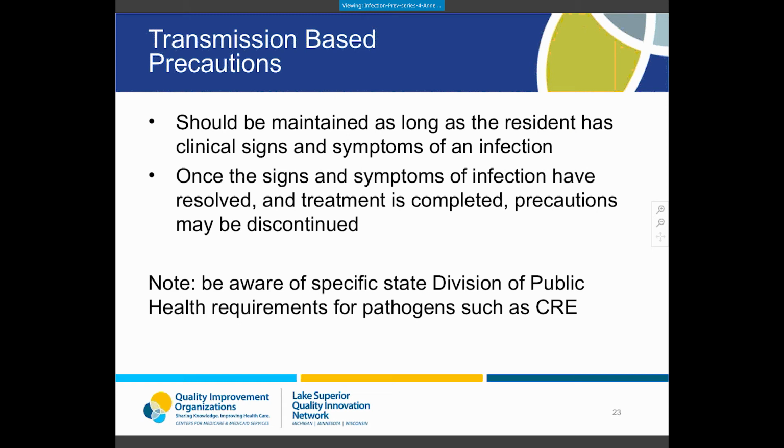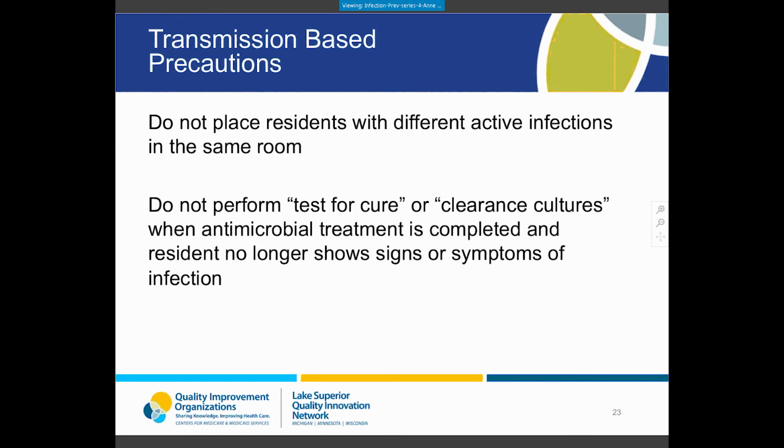So we've discussed how to identify and begin precautions. What about ending them? Transmission-based precautions should be maintained as long as the resident has clinical signs and symptoms of infection. As soon as the symptoms have resolved and treatment is completed, the precautions can be discontinued. You want to return to normal for the resident as soon as it is safe to do so. The need for continuing precautions should be reviewed daily for your residents to help this return to normal along. Again, though, please be aware of state guidelines for specific and alarming pathogens like CRE.